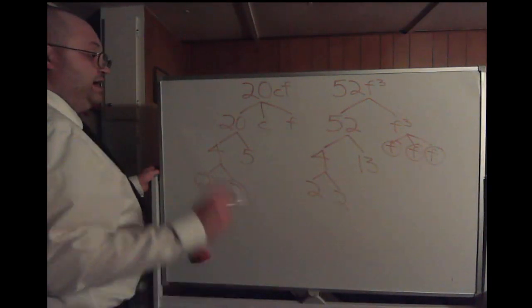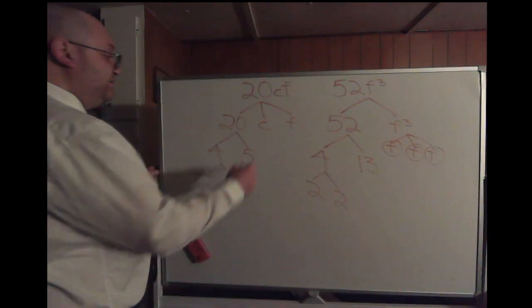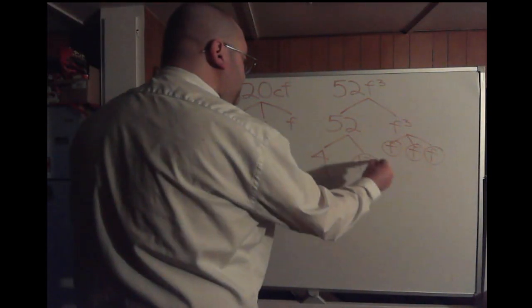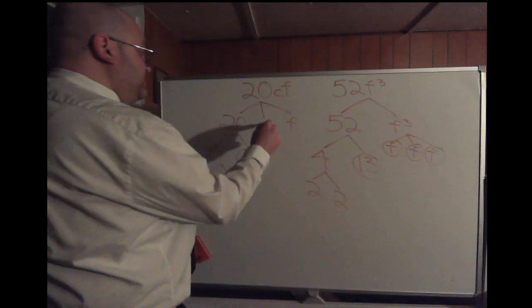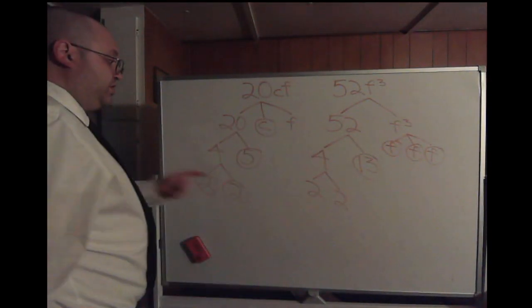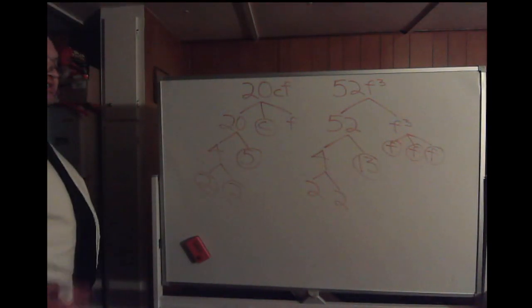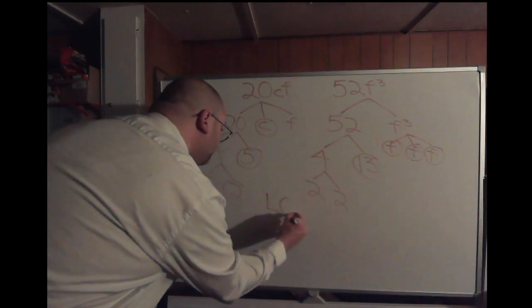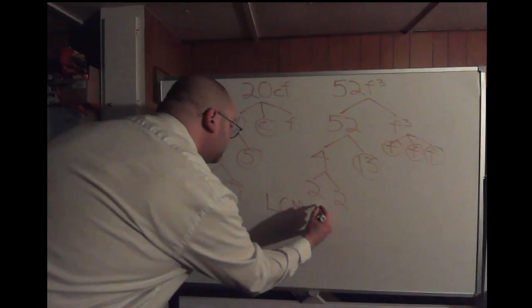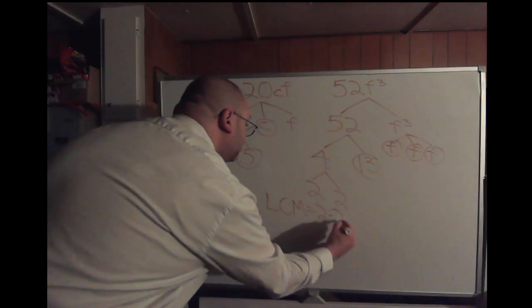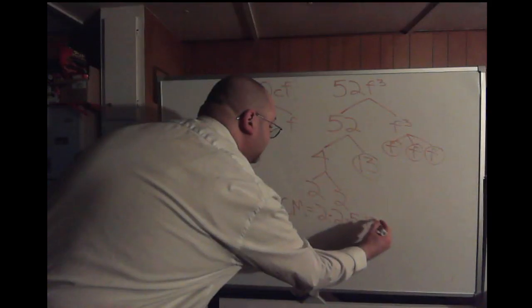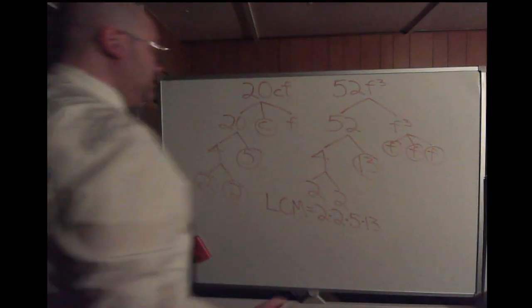Alright. Everything else is not common. The 5 is not common to both, so you'll circle that. The 13 is not common to both. Neither is the C. So you're going to circle all those. Whatever's not common to both that's left over, you circle. So it looks like your least common multiple is going to be equal to 2 times 2 times 5 times 13.